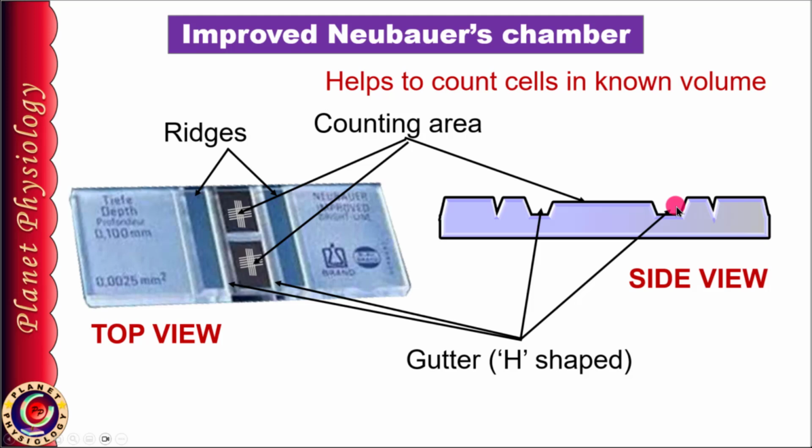By the side of gutters are the slightly elevated ridges. You can appreciate the difference in the height of the ridges and the counting surface in the side view. When a cover slip is placed on these ridges, it creates a narrow gap of 1/10 mm between the cover slip and the counting surface. So it's a very narrow gap and because of this gap, it is called as chamber. Now let's study the counting grid in detail.